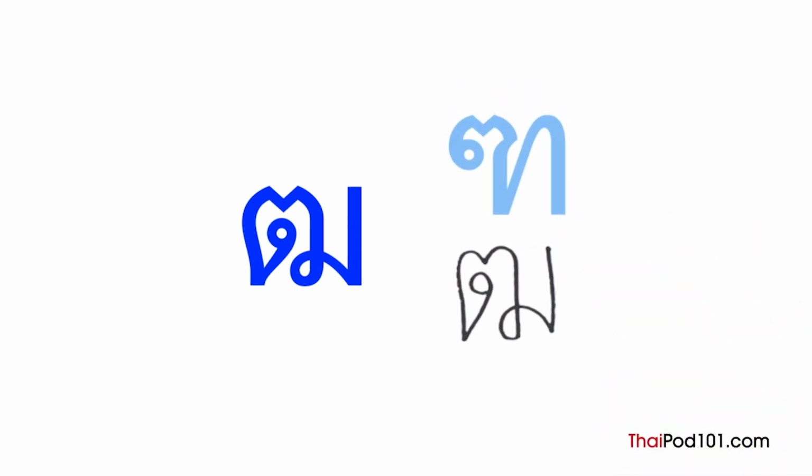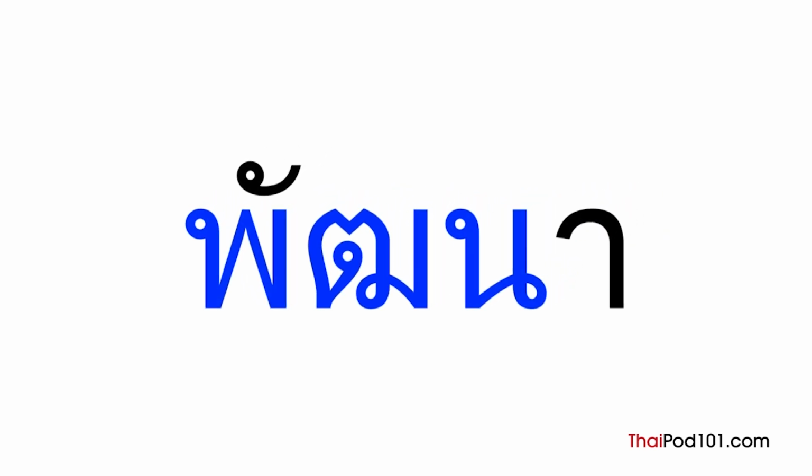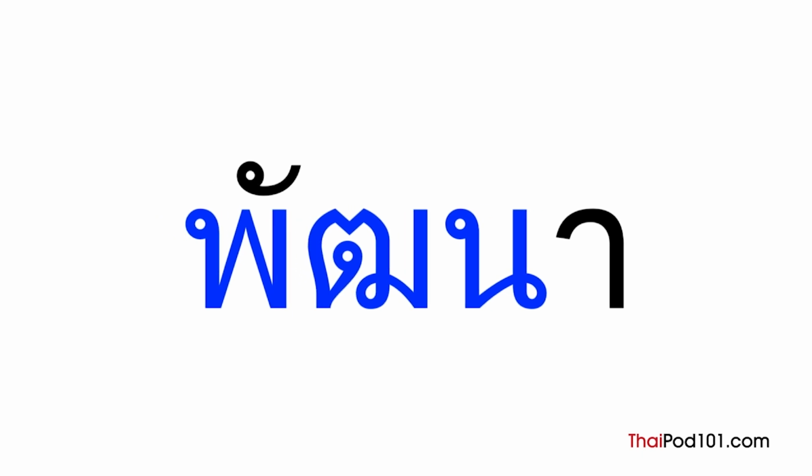ทอมณโฑ and ทอผู้เฒ่า are both very rarely used, but one word that contains ทอผู้เฒ่า is พัฒนา which means to develop. When you look at the word พัฒนา, you might see only 2 syllables, but it is actually said with 3 syllables.